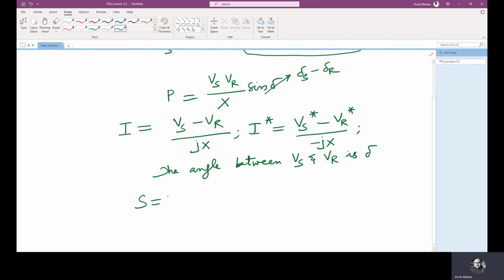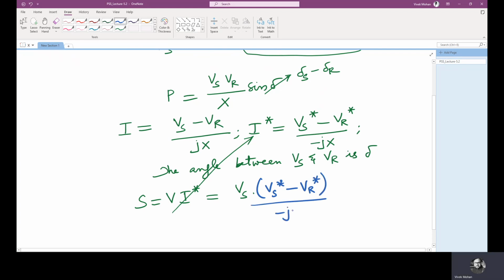Now complex power S equals V I conjugate, which is equal to Vs into I conjugate. For I conjugate, we are going to substitute this: Vs into (Vs star minus Vr star) divided by minus jX. Let it be equation 1.